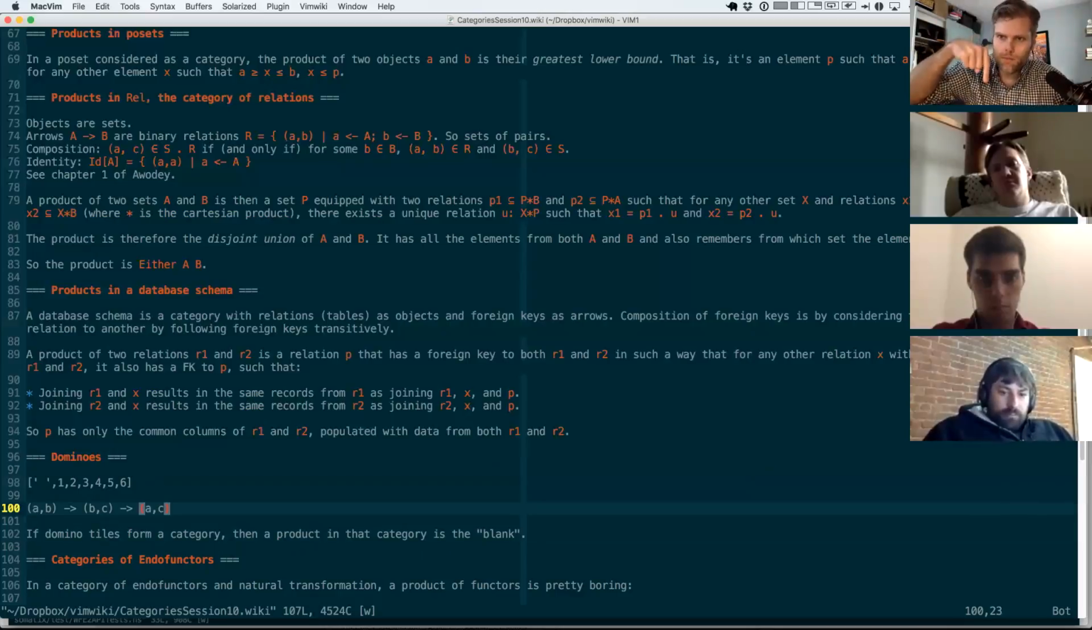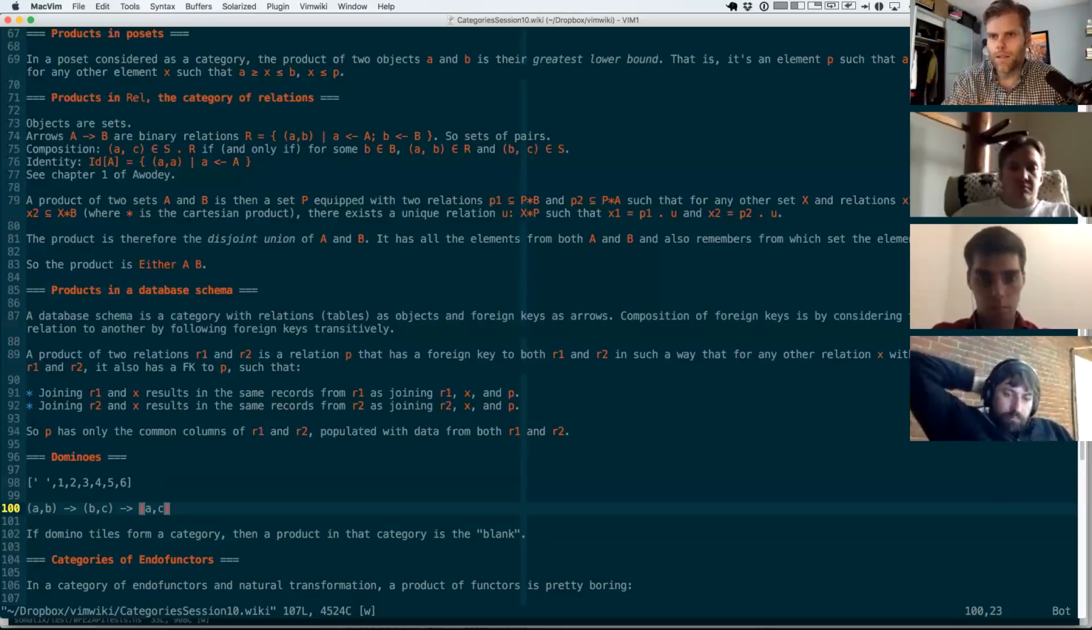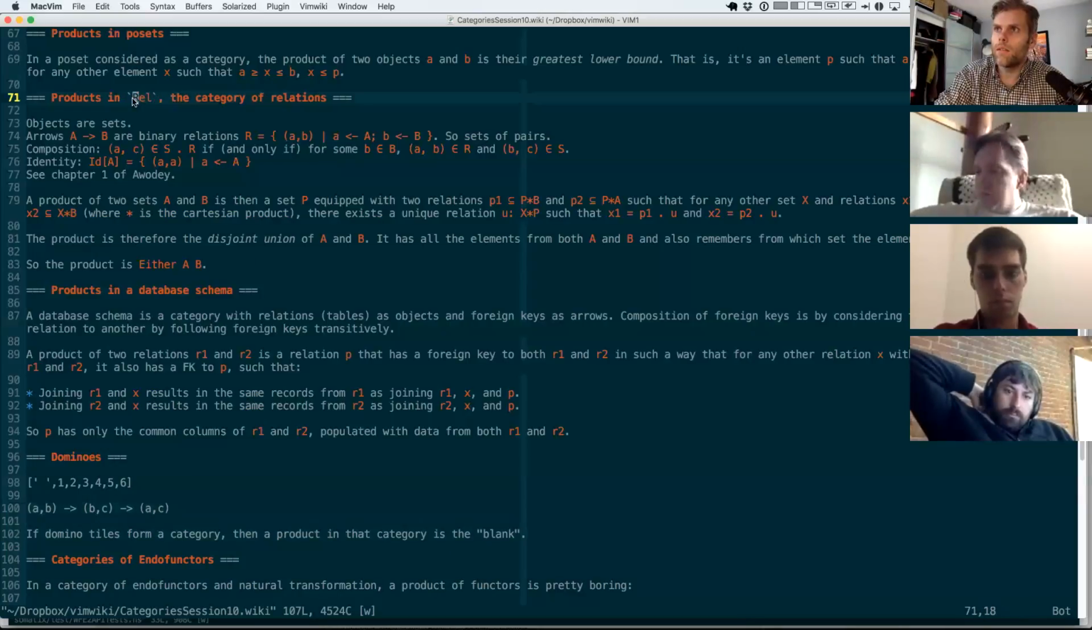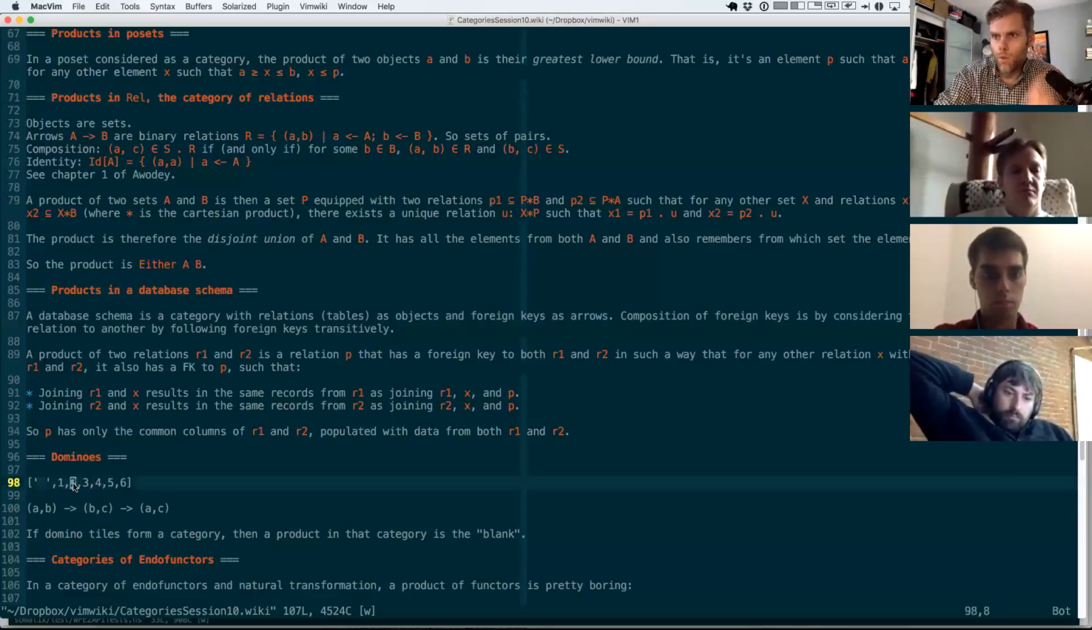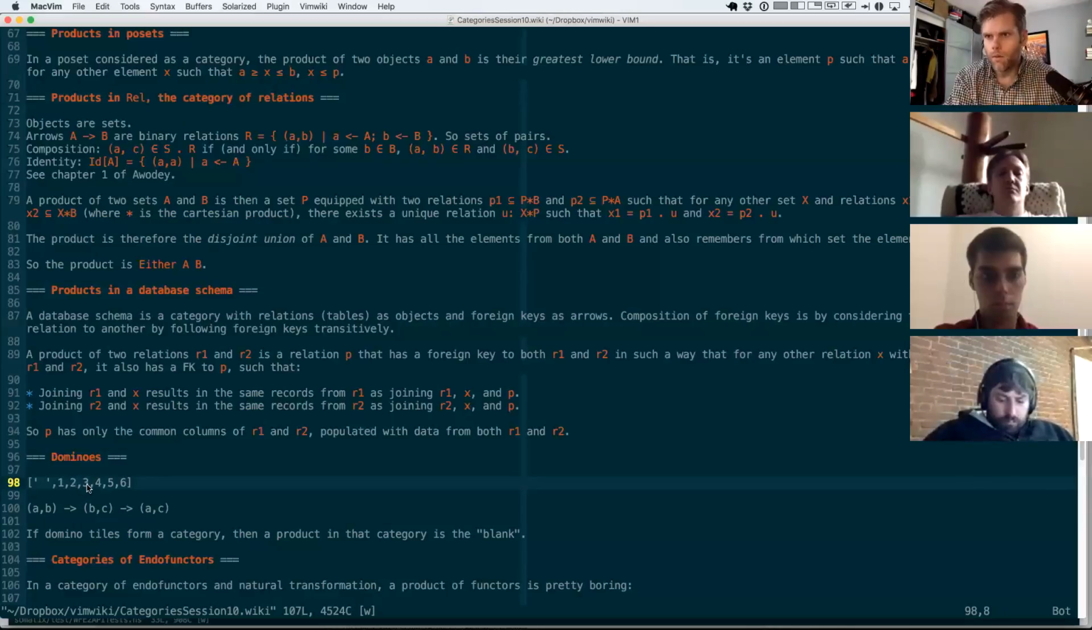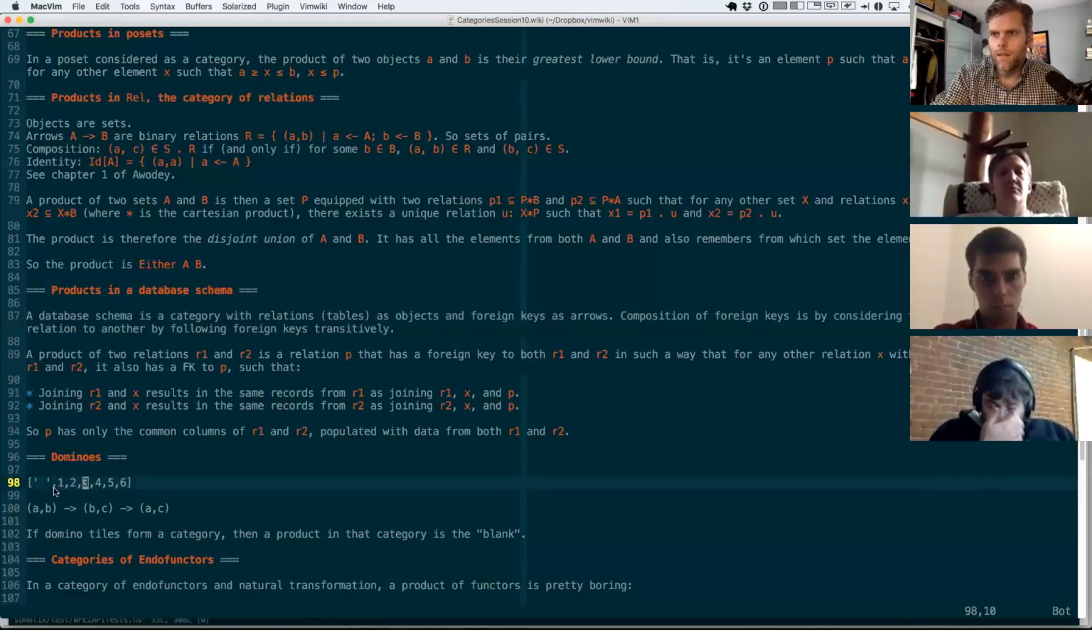Such that for any other X, we have an arrow into that product, right? And so I want to say that that is the disjoint union from rel. That is, it's all the elements from 2 and all the elements from 3. That is, it's both 2 and 3. So it will compose with either 2 or 3, and that holds for any two elements that we want to choose from this list. The blank will compose with either one of them.